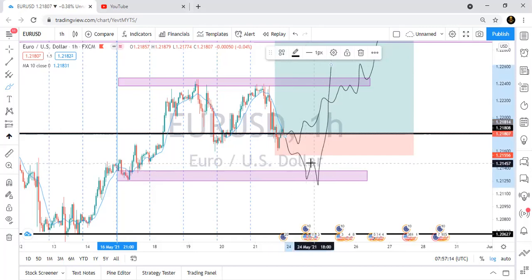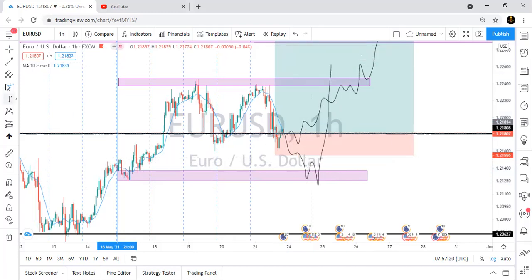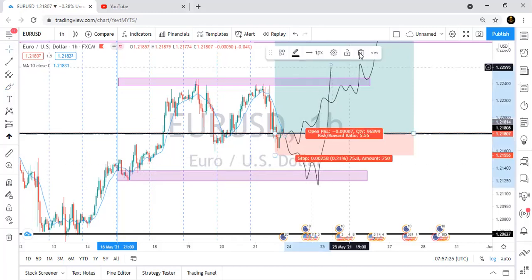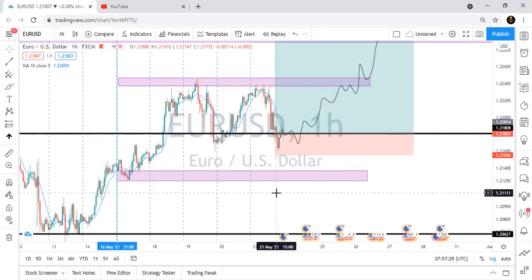So be careful with the double bottom and double top. There is where banks want to eat you up. Yeah, so this is what I see.